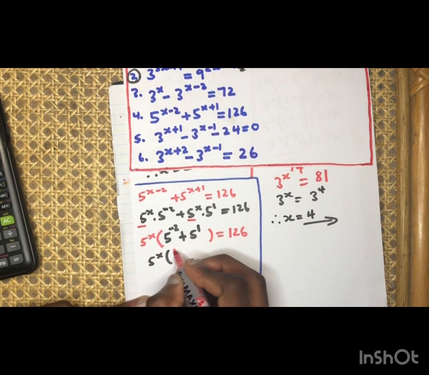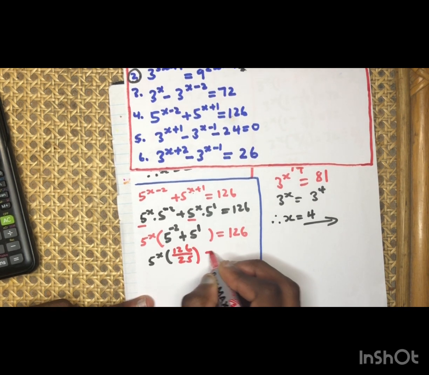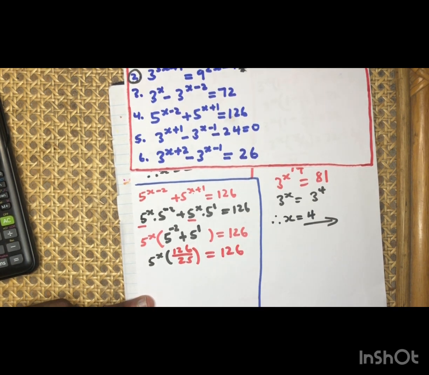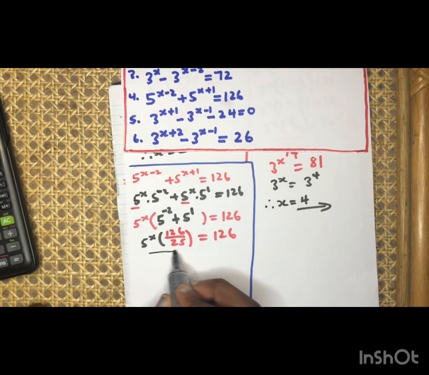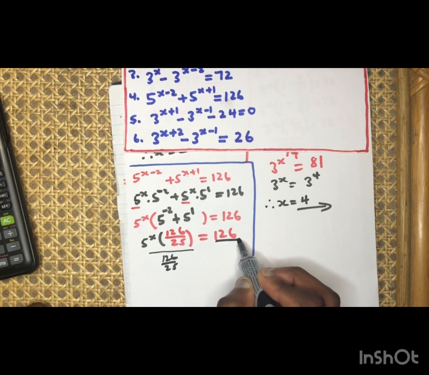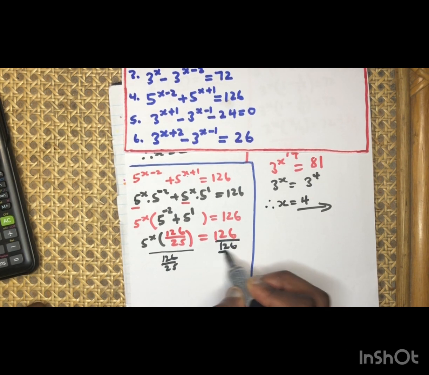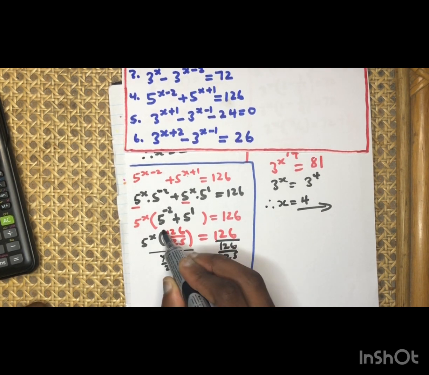So here we can say 126 over 25 times 5 to the power x equals 126. What must I do, good people? Yes, I can multiply by 25 over 126 both sides, or just simply divide by 126 over 25 both sides. So this will cancel out.